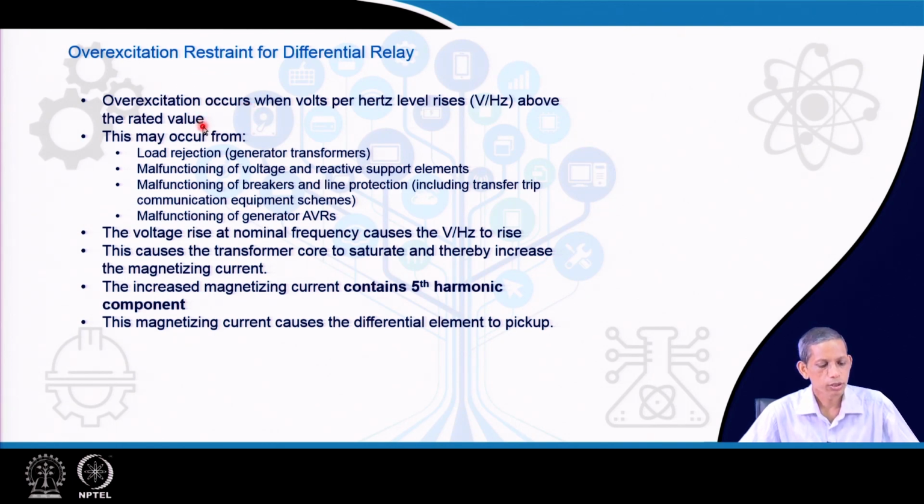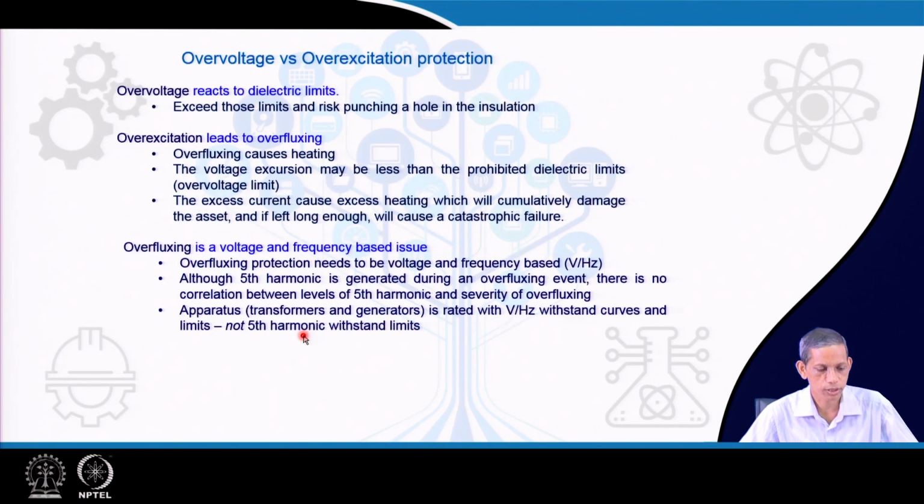One thing we say is that over excitation restraint for the differential relay: over excitation occurs when the volt per hertz rises above the rated value. This may occur from load rejection, malfunctioning of voltage and reactive power support, or a high voltage situation, where there is an increment of flux in the core that leads to a large amount of current in the magnetizing path. Malfunctioning of the AVR and other issues may lead to such a situation, and so the voltage at nominal frequency causes the V by hertz to rise. This causes the transformer core to saturate and contain a large amount of fifth harmonic, and that can lead to malfunction of the differential relay.